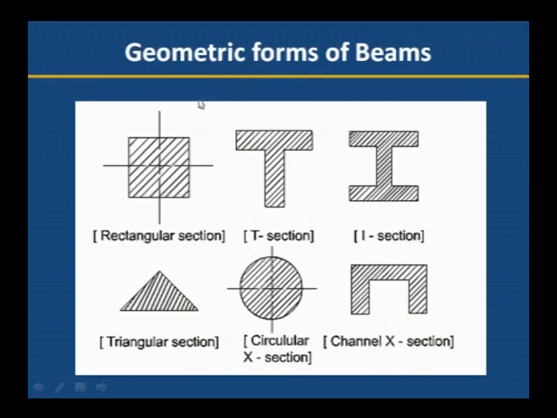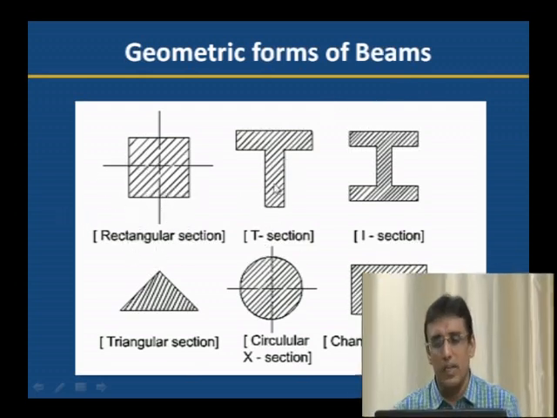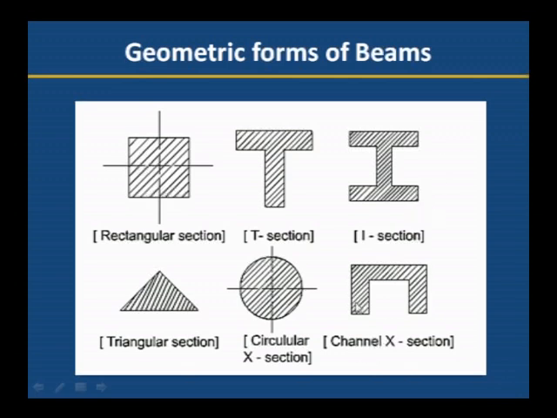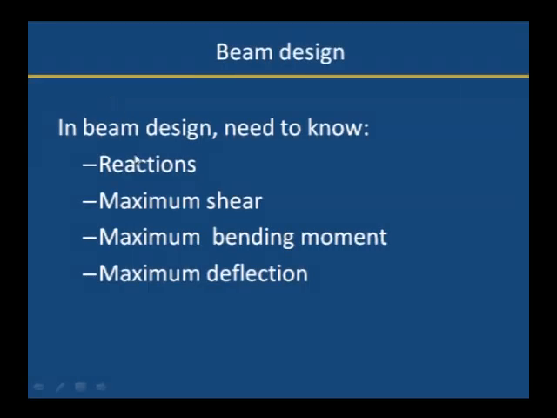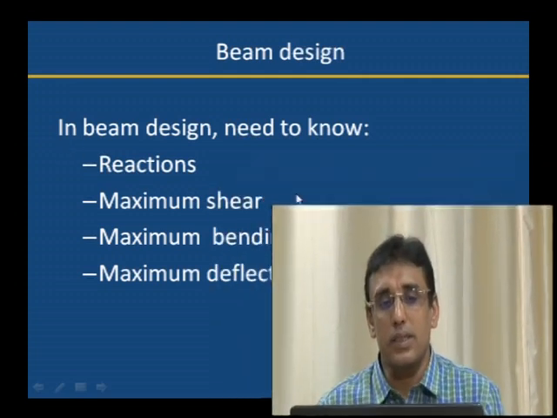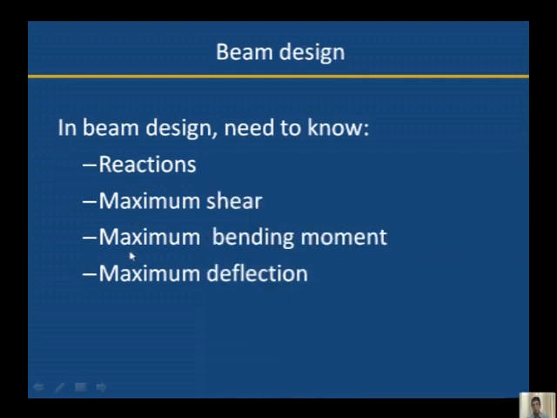These are some of the geometric forms of beam sections: rectangular section, which is most commonly used, and also T sections, T beams, I sections, channel sections and circular sections. For designing the beam, we require the following important parameters: reactions, maximum shear force, maximum bending moment and maximum deflection. If we know these parameters, we can design the beam.